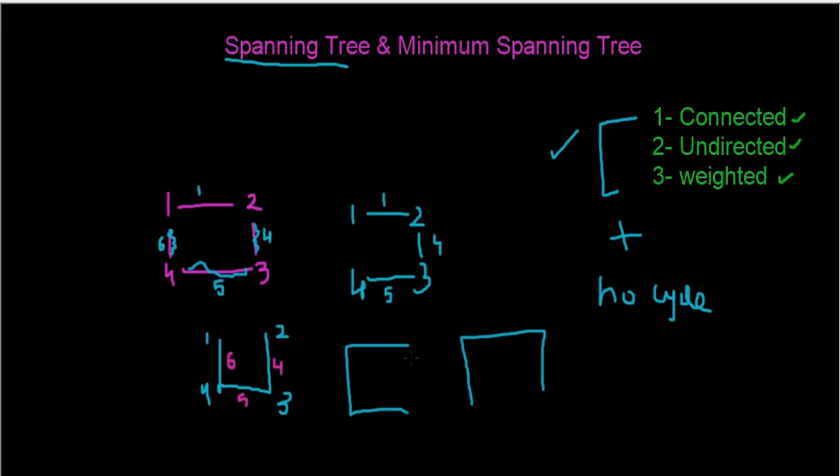So basically, in a spanning tree, these three conditions will hold. My graph will be connected, undirected and weighted, right? And it will not contain any cycle, right? My graph will not contain a cycle. This is the main condition, right? So if I have n vertices in my graph, my spanning tree must contain n minus 1 edges, right? If n is my number of vertices, my spanning tree will contain n minus 1 edges, right?